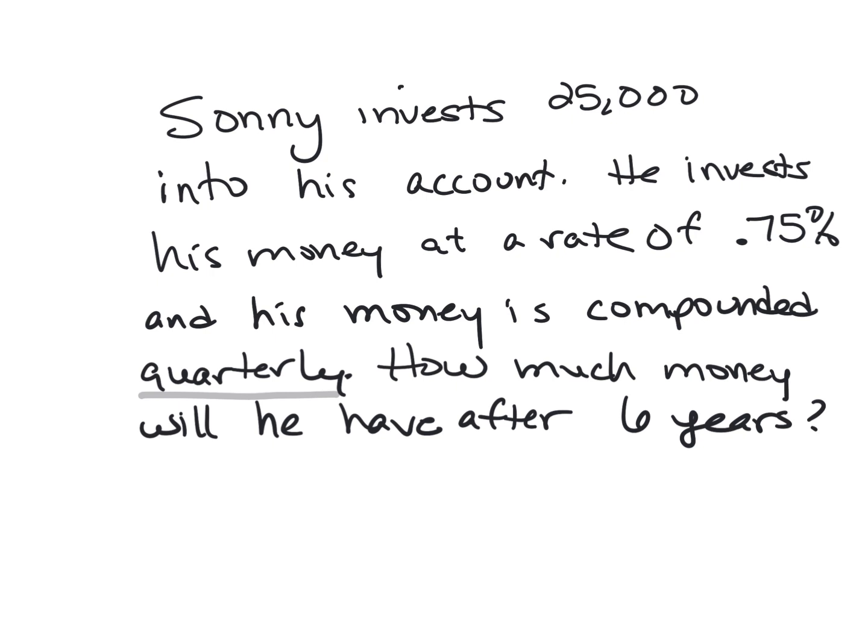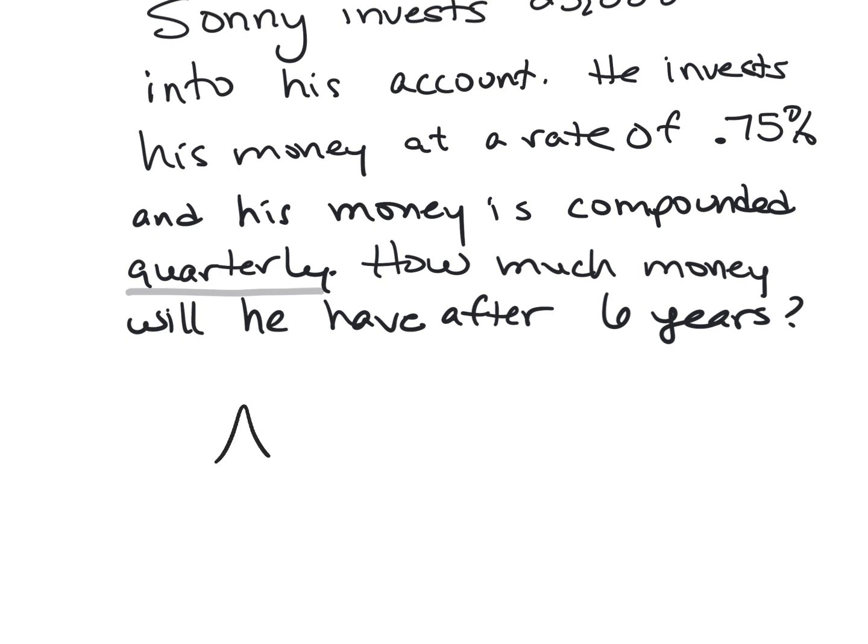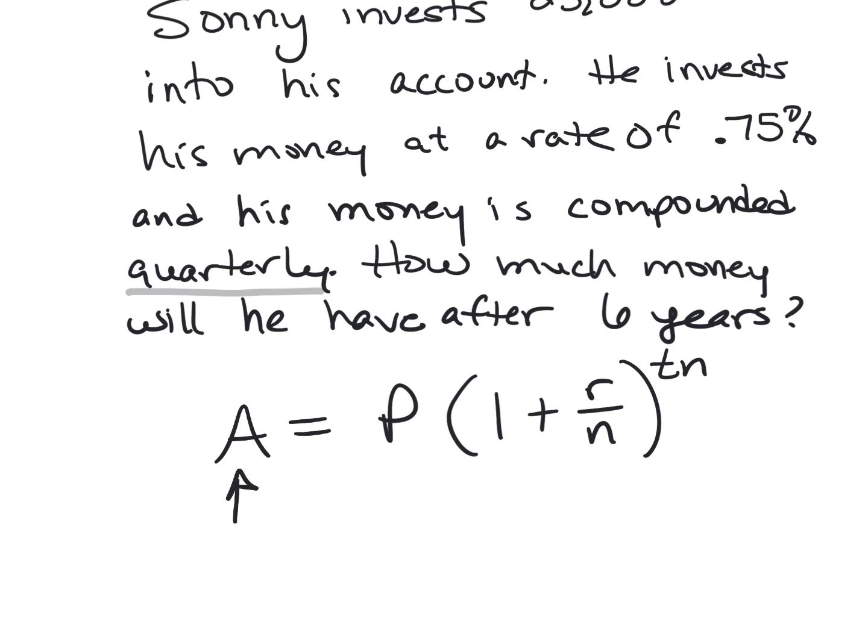The formula I'm using, whenever it's going to be compound interest during a certain amount of time, is A is equal to P times (1 plus r over n) raised to the nt power. Remember, A is going to be the total amount in the account, so the total money in the account after the interest is earned.